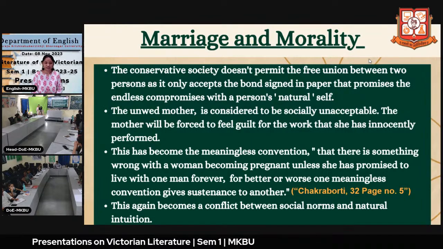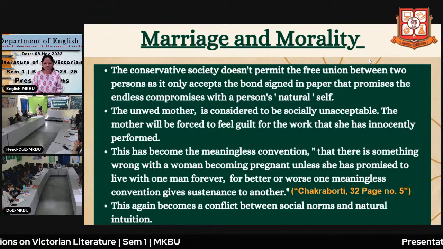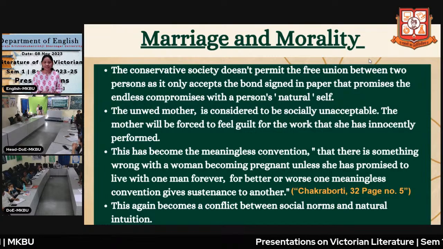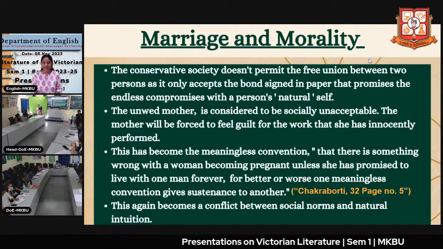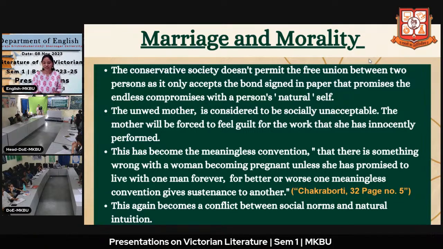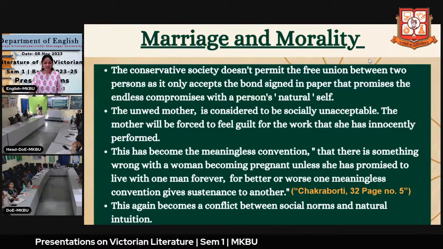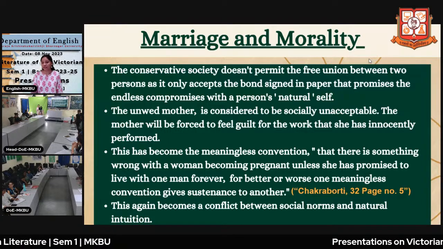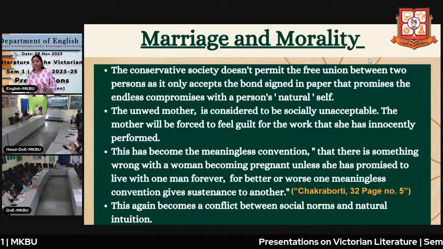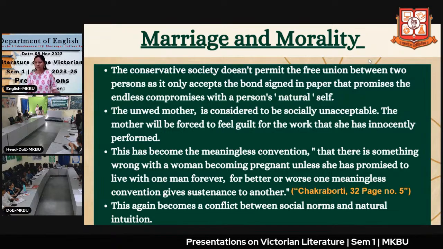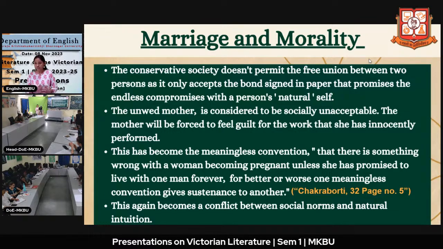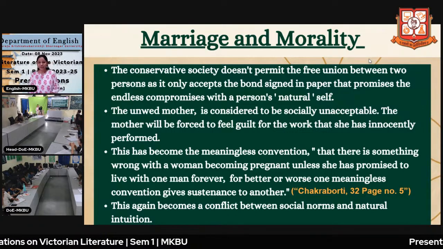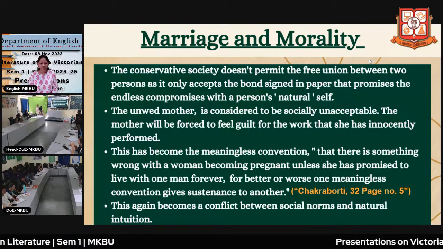Marriage and morality. The conservative society doesn't permit a free union between two persons, as it only accepts the bond assigned on paper, which promises endless compromises with the person's natural self. We all know that Jude and Sue were not married, but they did live as a couple, though not on paper. So society was not ready to accept them.